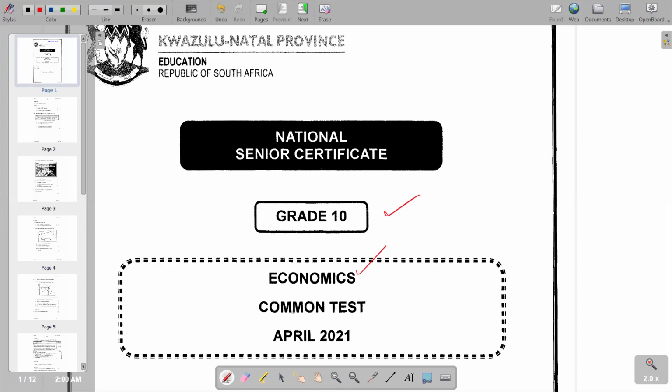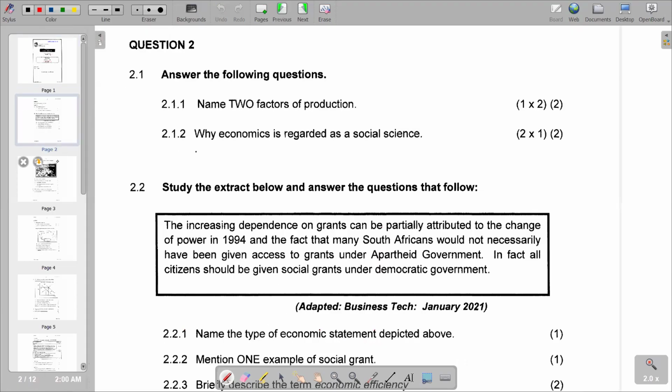In this video, we want to look at the common test of April 2021. And we are going to look at the second question on that question paper. That is our question 2. We are going to start with 2.1.1, which reads: name two factors of production. Our question has got two marks.